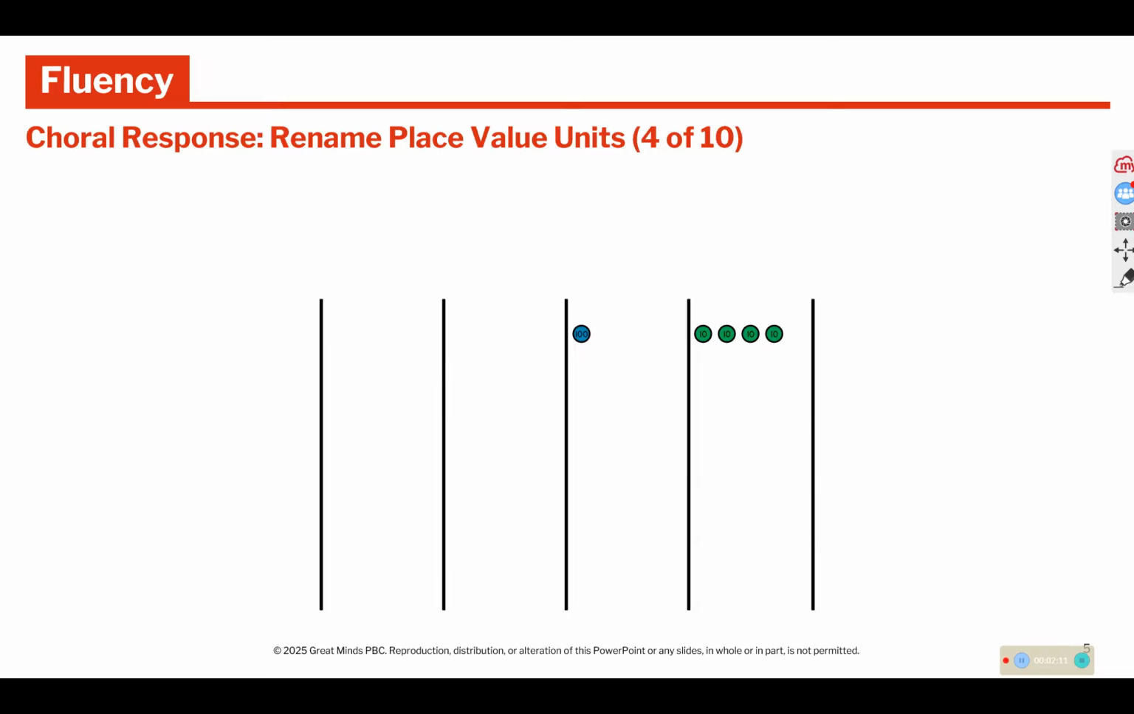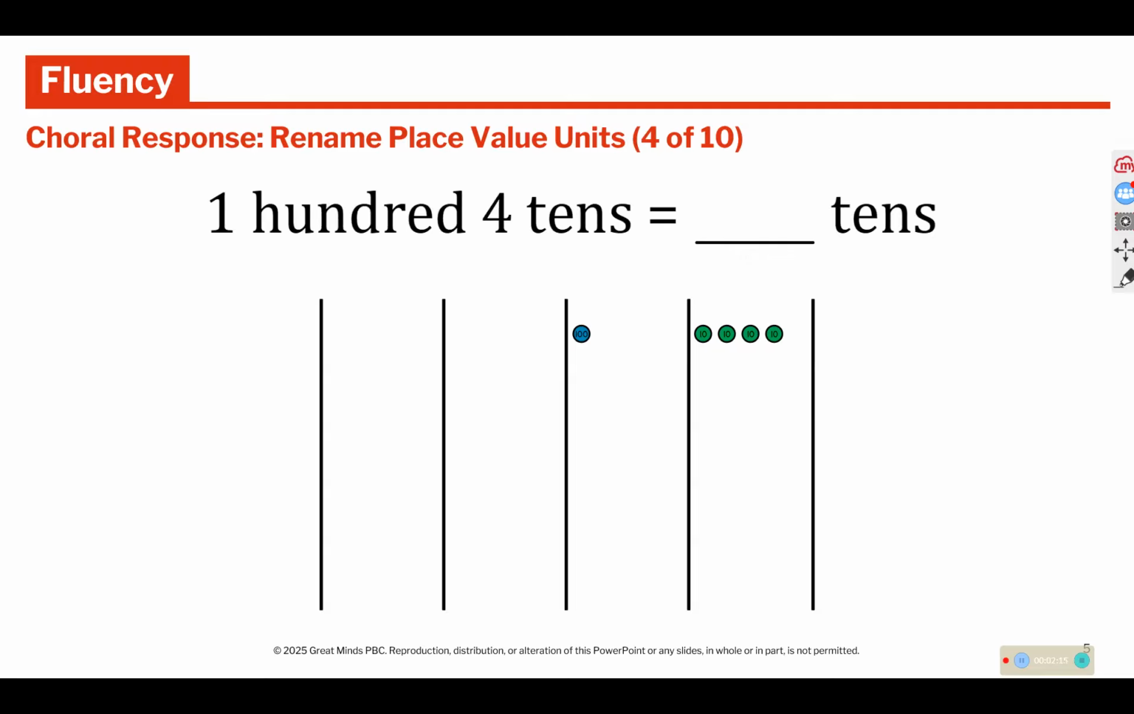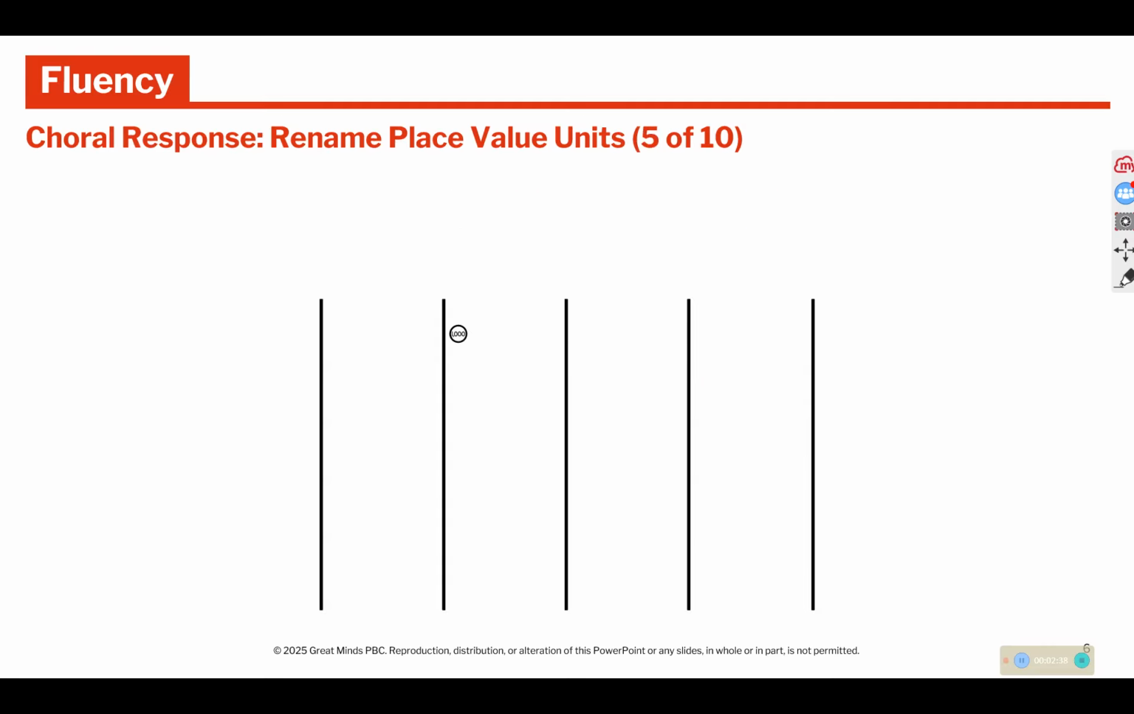What value is provided here? This is 1 hundred and 4 tens. So what would go in the blank? 1, 2, 3. 14 tens. 1 hundred is unbundled to make 10 tens, with the extra 4 that were already there, 14 tens.